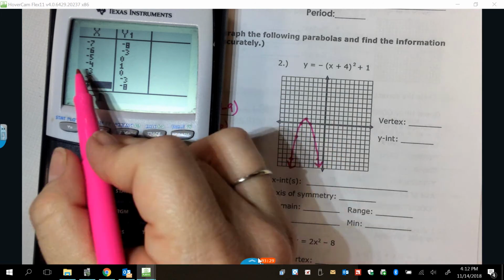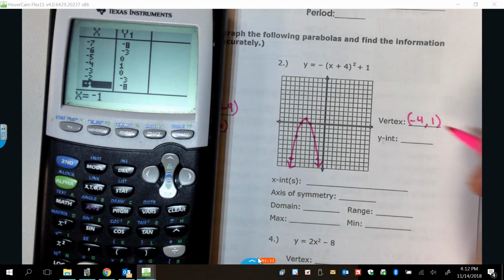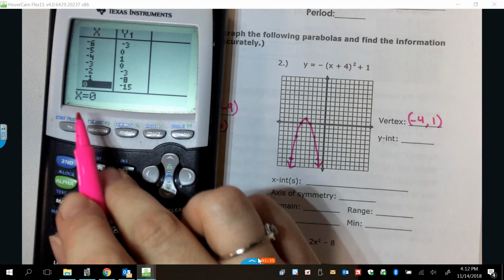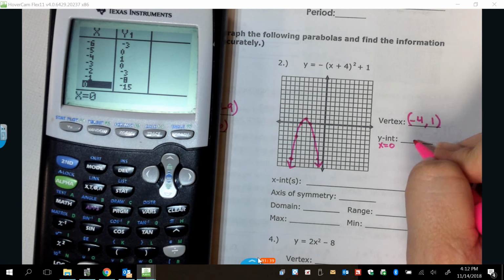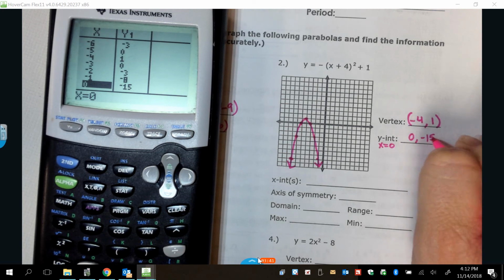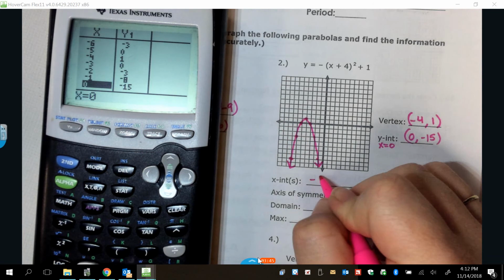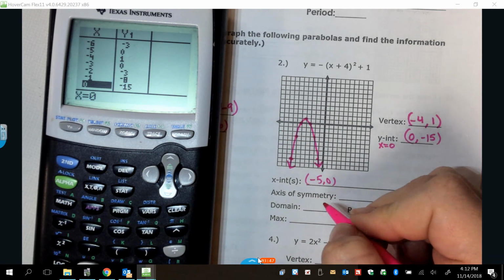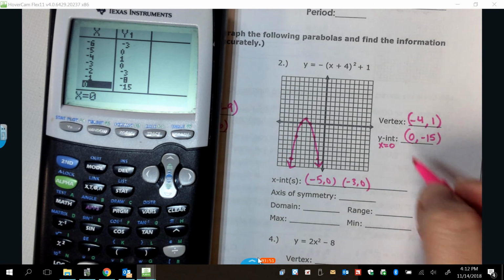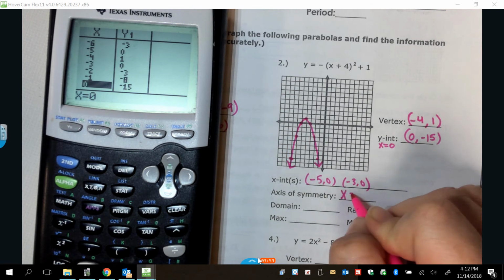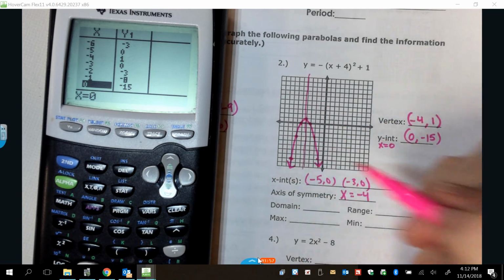So my vertex is in the middle, -4, 1. My y-intercept is where x is 0, so 0, -15. X-intercepts are where y is 0, so -5, 0 and -3, 0. Axis of symmetry is always the x of my vertex, x equals -4. Remember, it's the line that cuts it in half.